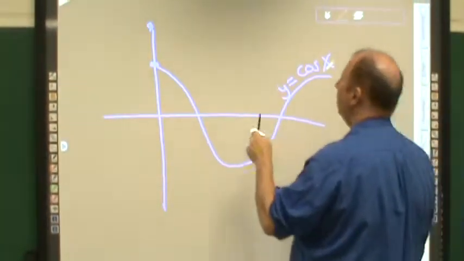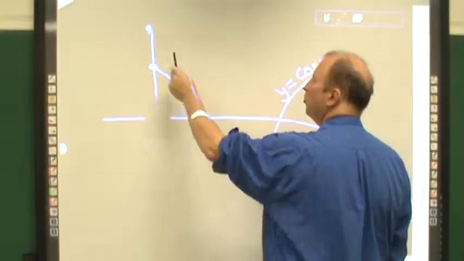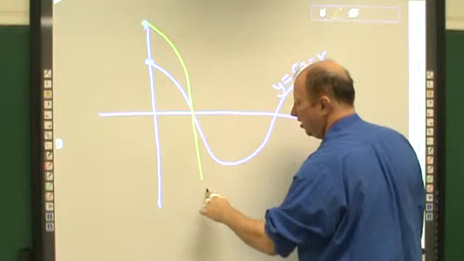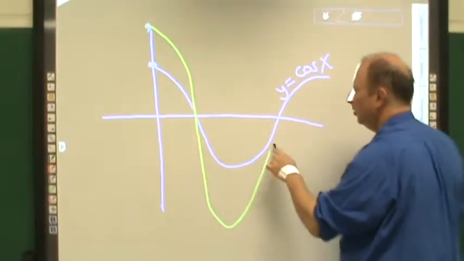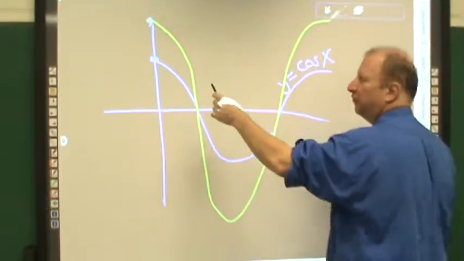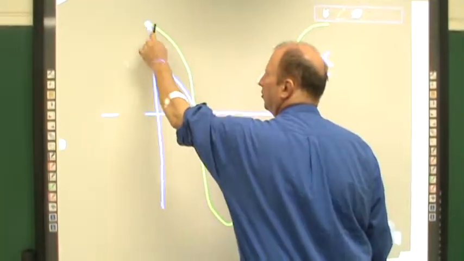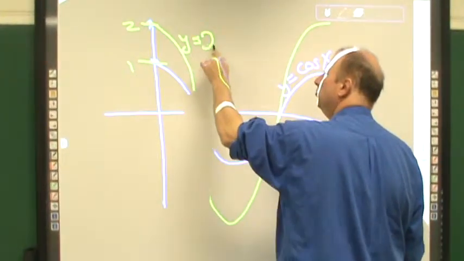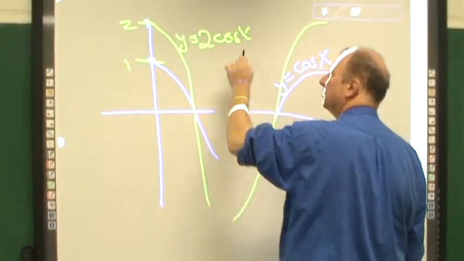Let's look at y equal 2 cosine x. Well, again, we do the same exact thing. We're doubling the height. Notice how the height goes. If this is 1, this is 2, and this is going to be y equal 2 cosine x.